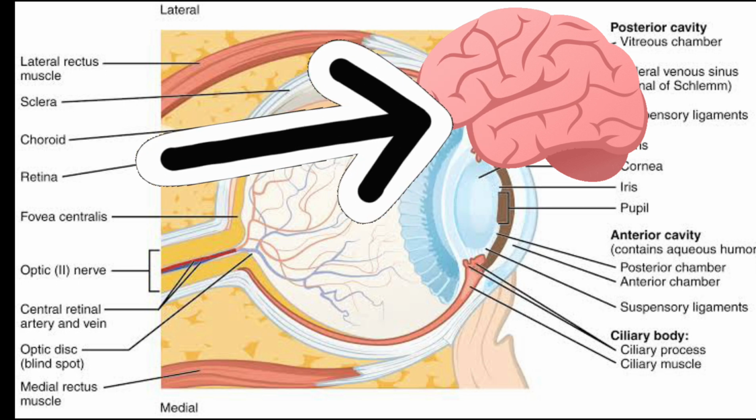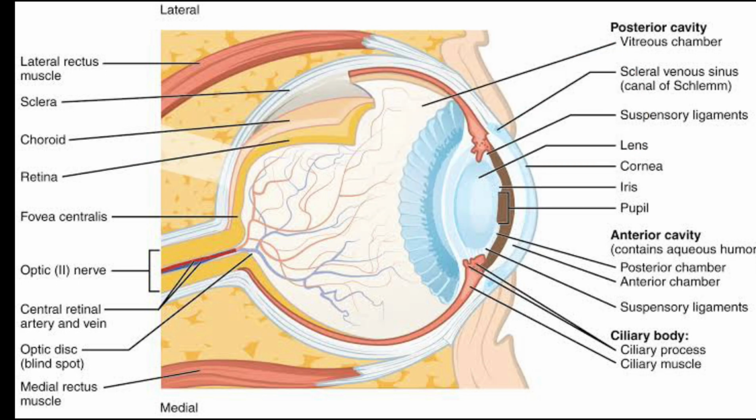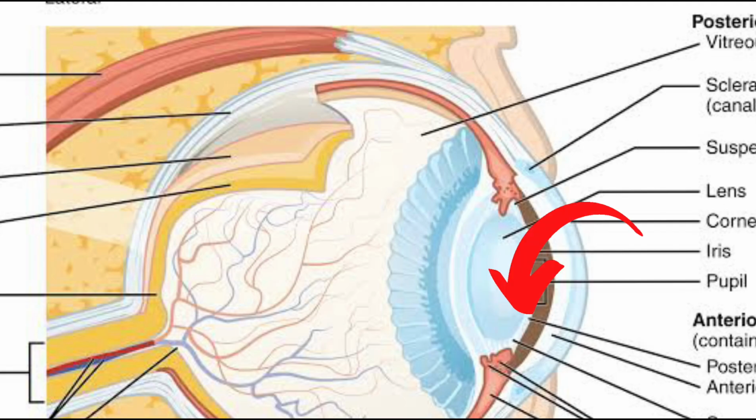Supporting structures are the vitreous humor, a gel-like substance filling the eye interior, providing shape and support. Then the aqueous humor, a clear fluid between the cornea and lens that maintains the pressure and provides nutrition. And then the choroid, a vascular layer between the retina and sclera that supplies blood to the eye.